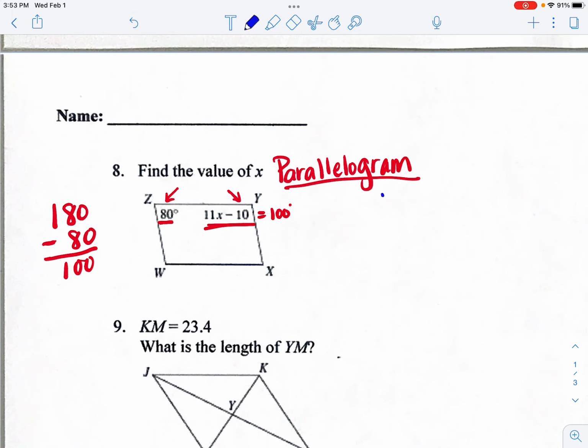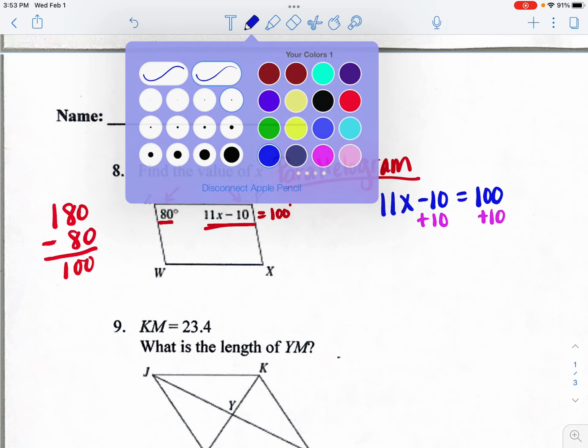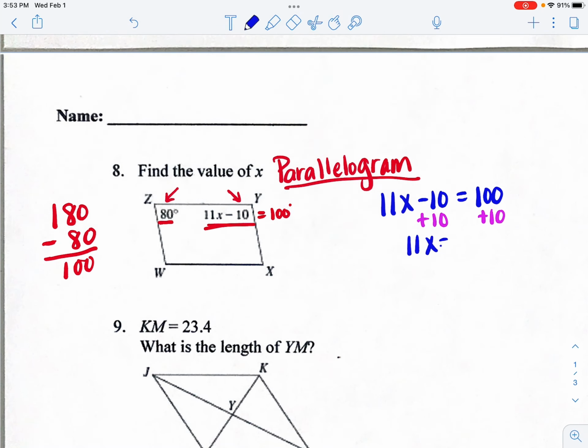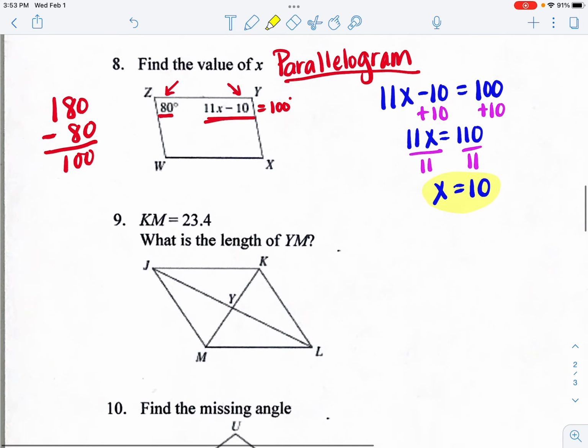So I'm going to do a tiny bit of algebra. Again, it's just a two-step equation. 11x minus 10 equals 100 degrees. So solving two-step equations, we know we're going to add 10 to both sides. And I get 11x equals 110. I'm going to divide both sides by 11. And that gives me that the value of x is 10. So that's how we do number 8. We did one kind of similar to that one last week.